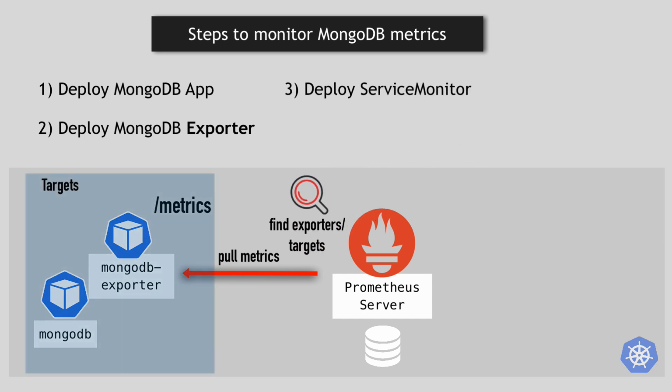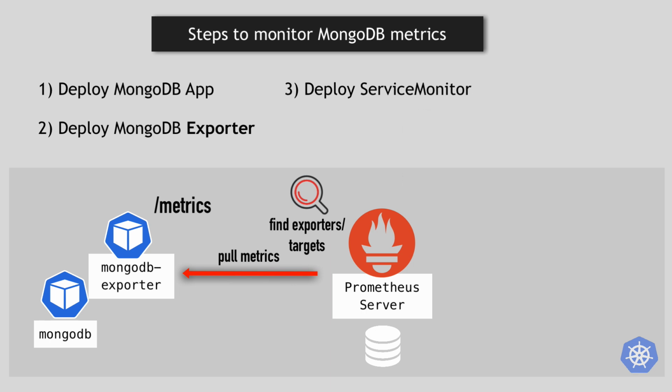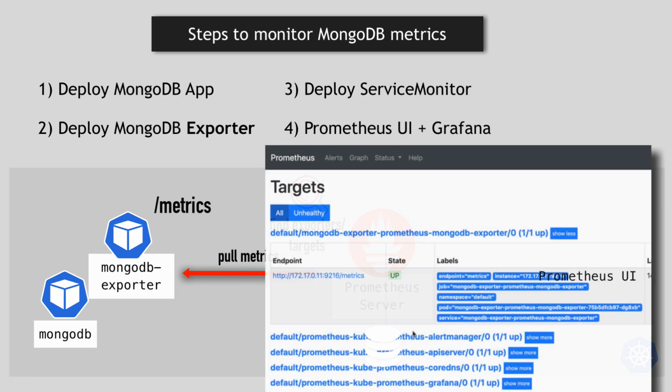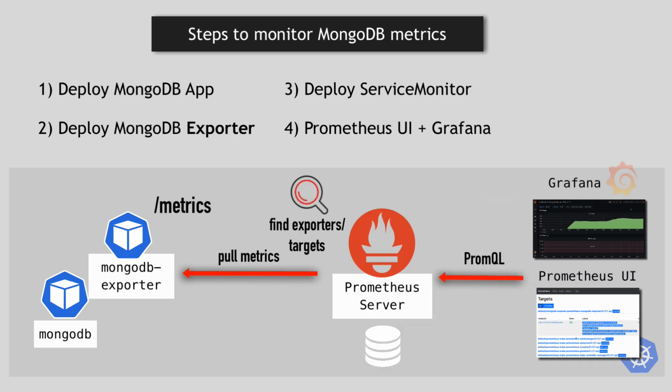So along the process, I will explain all of these concepts in detail. I will explain what Exporter is, what Service Monitor is, so that you also understand the concept and then see how to use that in practice right away. And finally, once we've configured all of these and Prometheus starts scraping the MongoDB application through the MongoDB Exporter, we're going to see the new Prometheus target in Prometheus UI, and also we're going to see the scraped data visualized in Grafana UI. So with that, let's get right in.